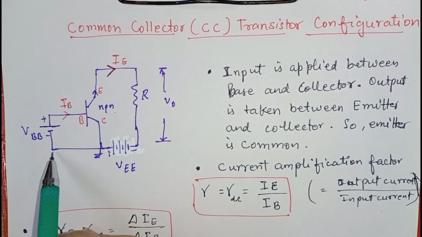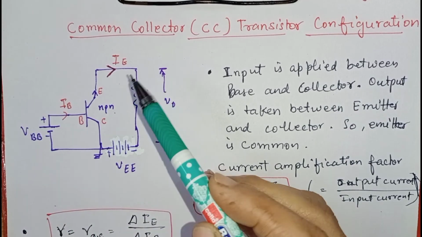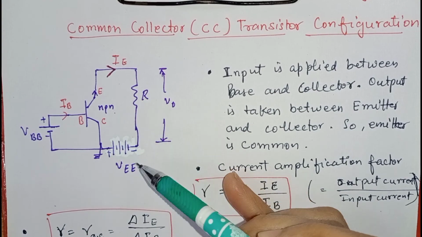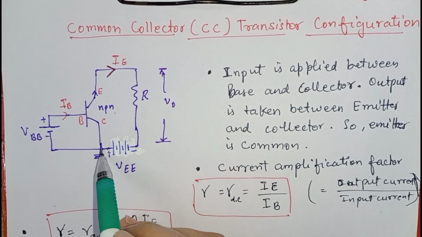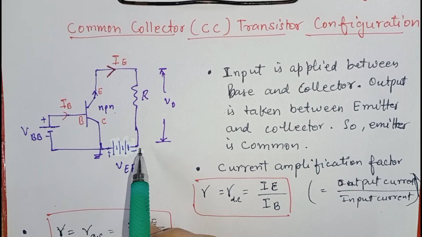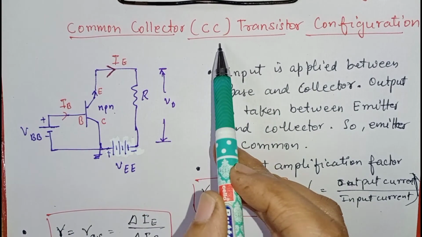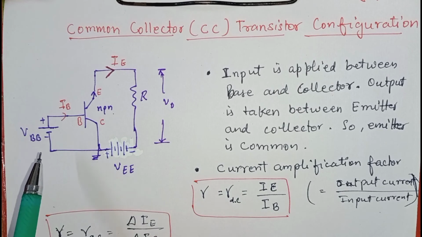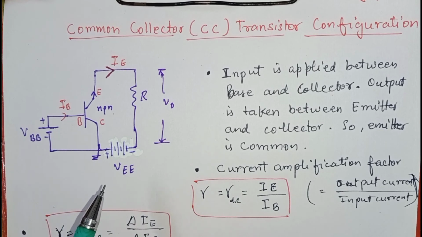It is the input circuit, and we will take the output across emitter and collector. It is the output circuit. Because the collector is common in both input and output circuit, that's why the name is common collector configuration. We know the current amplification factor is output current upon input current.